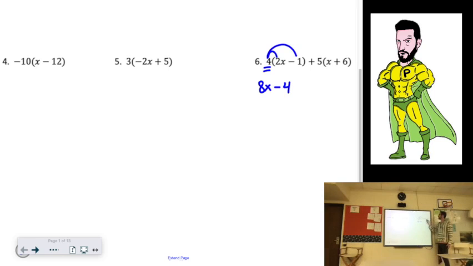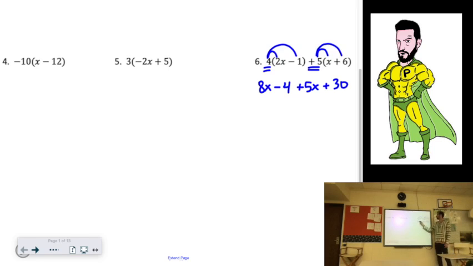If we did the same thing over here, we're distributing positive 5. So positive 5 times x is positive 5x. And positive 5 times positive 6 is positive 30. So we have 8x minus 4 plus 5x plus 30.